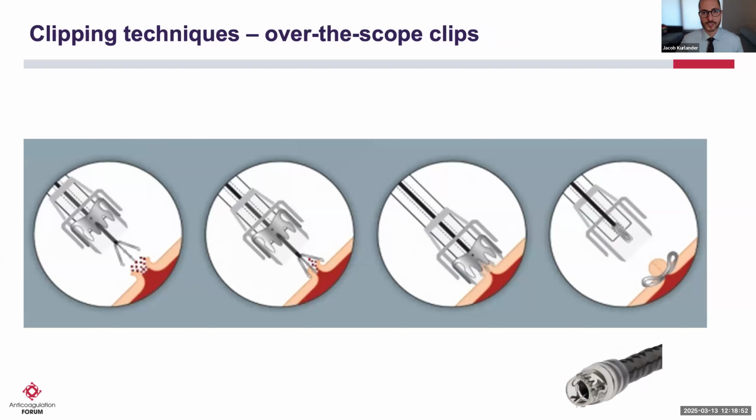Sort of a new kid on the block are these over-the-scope clips, which go by the name bear claw or Ovesco clips. And how they work is a clear cap is applied to the end of the scope. And on top of the cap is this clip, which you can see is much larger than these through-the-scope clips. And the way it's done is a grasper can be used to pull the tissue up into the scope and then applying some suction at the same area before deploying the clip. And you can really close quite large tissue defects in this way. So this can be used for prophylactic clipping and even for closing perforations.